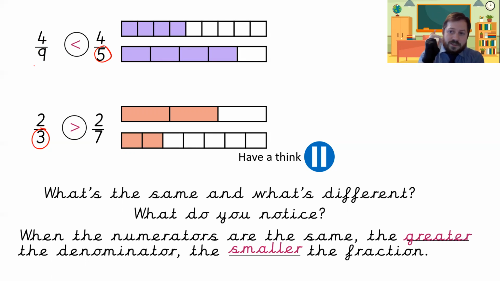When your numerators are the same, the greater the denominator, so the bigger the number on the bottom, the smaller the fraction is. Vice versa, the smaller the denominator, the greater the fraction. If I'm only cutting my cake into 2 pieces, I have a massive piece, but if I'm cutting it into 10 pieces and I'm having 1, I've got a tiny piece.